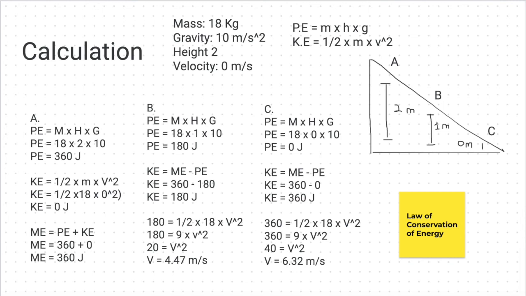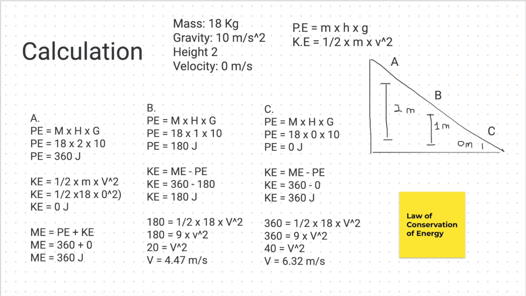Because we haven't found the velocity in position B, we can use the kinetic energy to find the velocity. So the formula is 180 equals half times 18 times velocity squared, and then 180 equals 9 times velocity squared, and then 20 equals velocity squared, and then the final result is square root of 20, which is 4.47 meters per second.